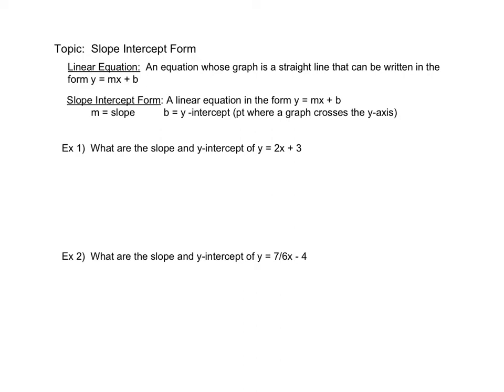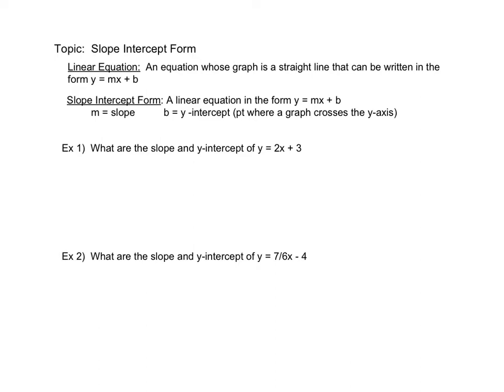Before I dive into slope-intercept form, the definition of a linear equation is an equation whose graph is going to be a straight line and can be written in the form y equals mx plus b. We've looked before at rearranging formulas for a specific letter. So given an equation, if I can rearrange it to go into this form, it will be a linear equation. This form is what we refer to as slope-intercept form.